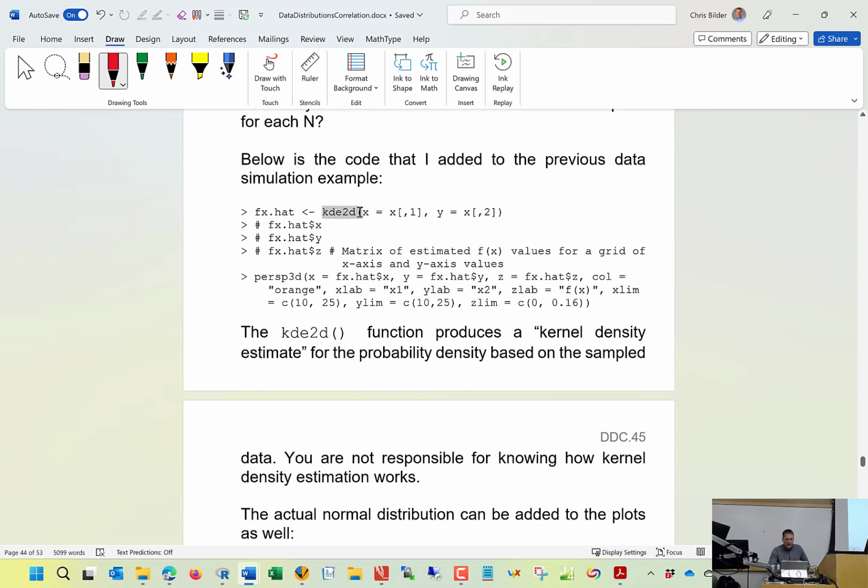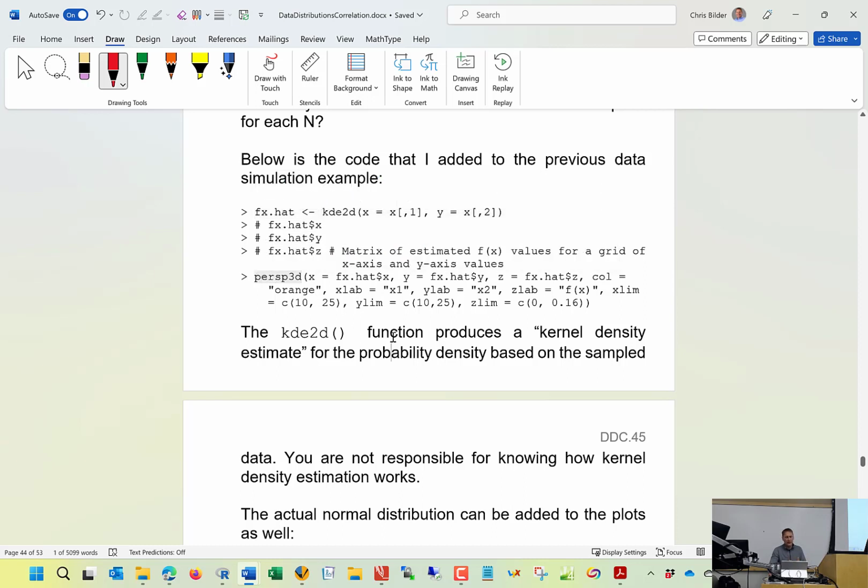Well, there happens to be a function in R called kde2d, for kernel density, 2D for two dimensions, and all I need to do to use this particular function is put in the values of x1, put in the values of x2, and save that into, let's say, f of x dot hat. So this is like an estimate of f of x.